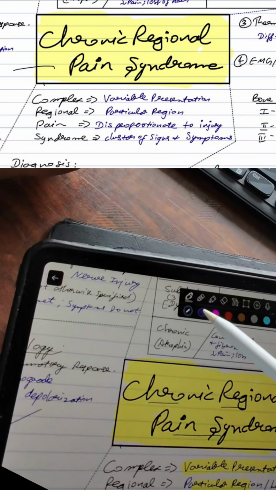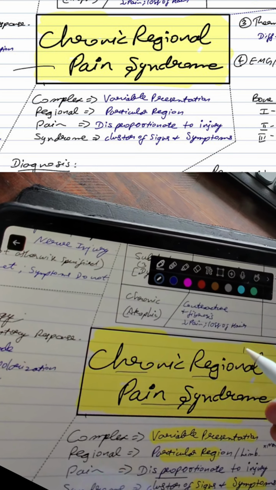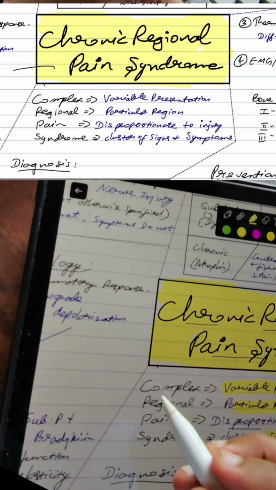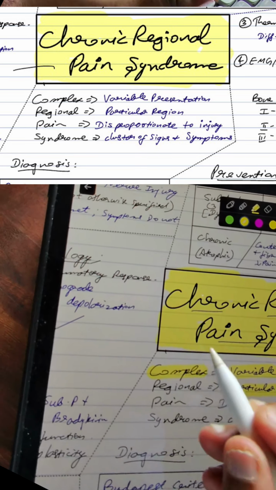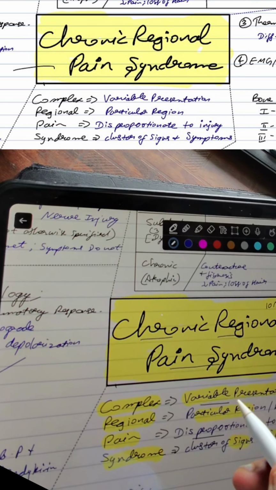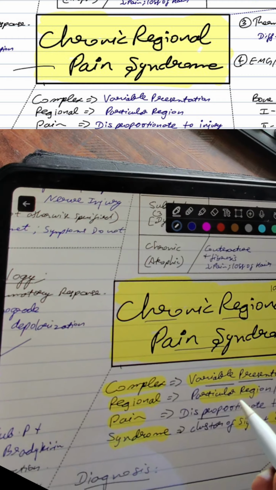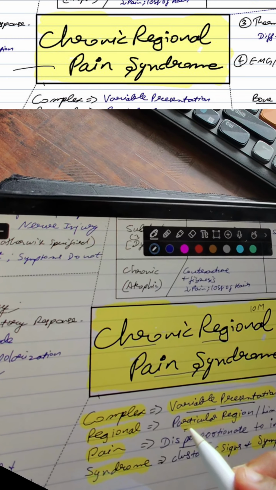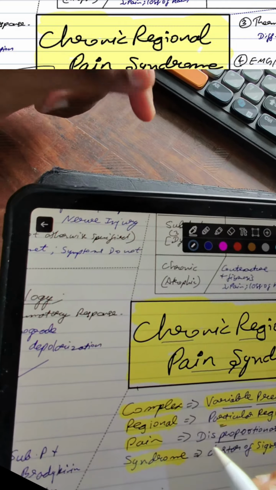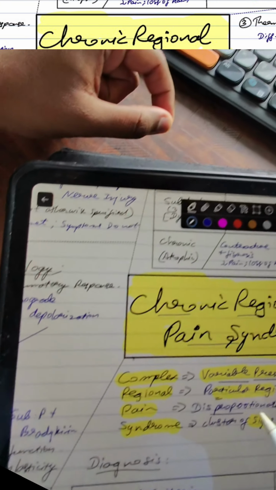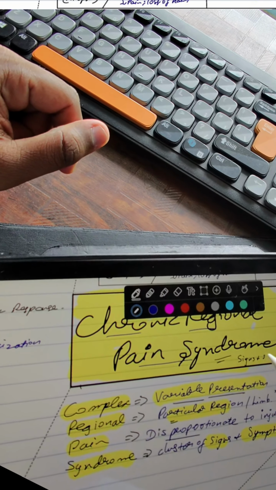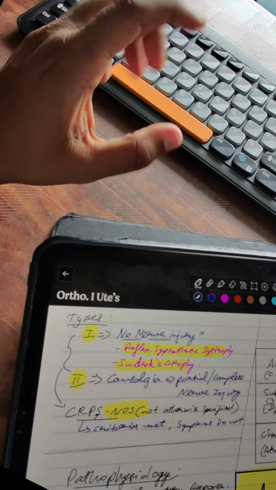Okay guys, let's go for today's class involving a classic 10 marker, complex regional pain syndrome. Let's break it down. CRPS is also called complex regional pain syndrome. Complex means it has variable presentations. Regional means it involves a particular region or a limb and not the nerve distribution. The pain will be disproportionate to the injury, and it is a syndrome, that is a cluster of signs and symptoms.